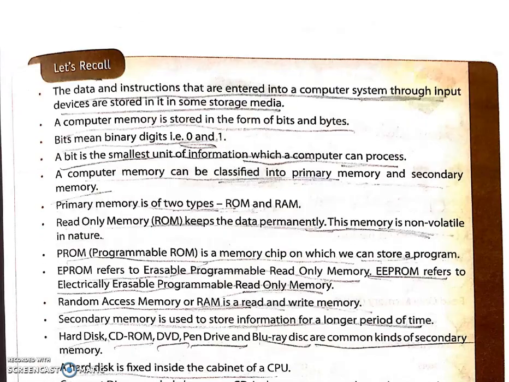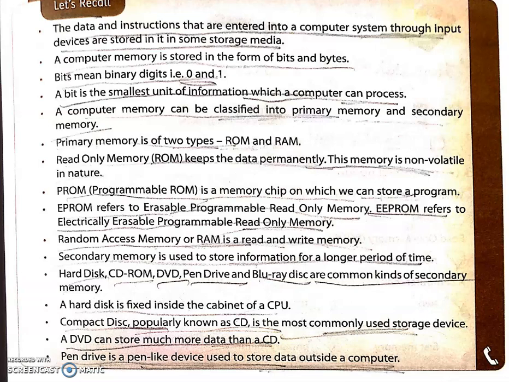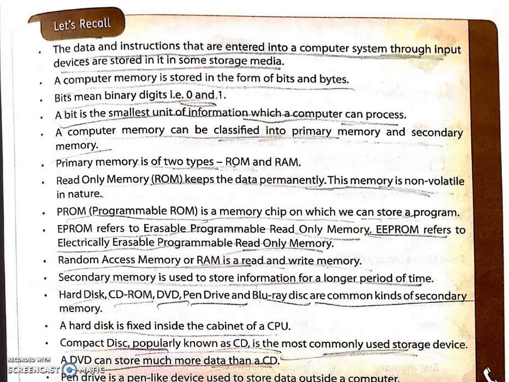Okay, let's recall some important things so that we can revise. The data and instructions that are entered into a computer system through input devices are stored in some storage media. So whatever command, data or instruction you give to a computer, it stores it in the form of storage media. A computer memory is stored in the form of bits and bytes. Bits means binary digits, that is 0 and 1.